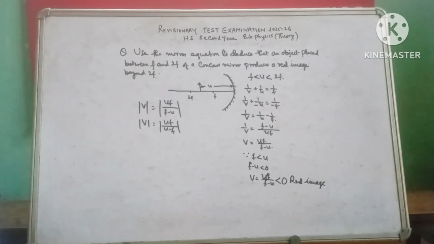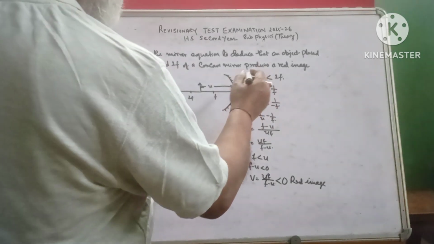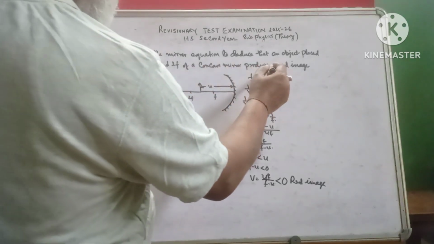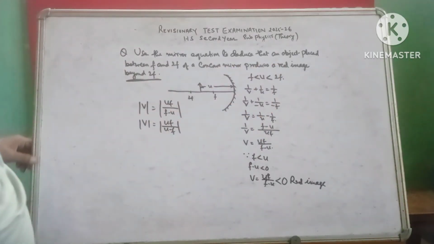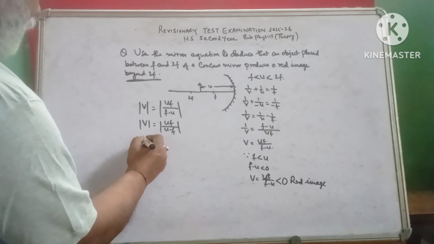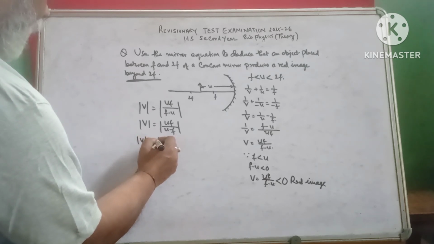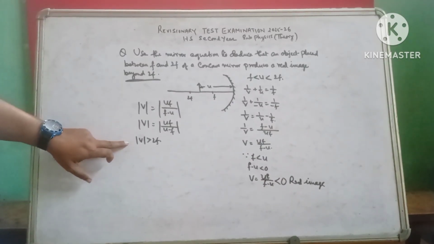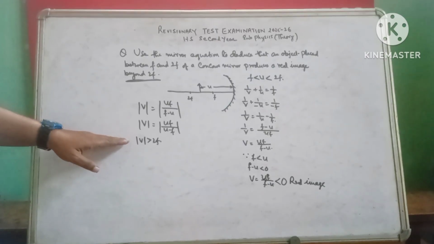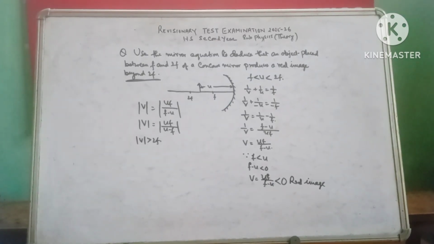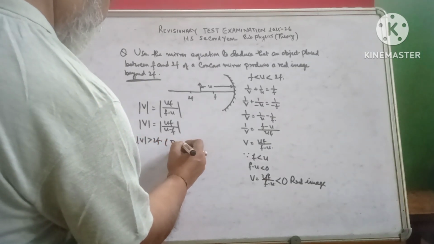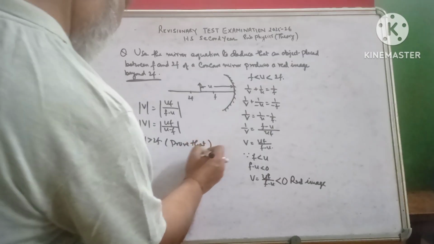Now here it is given to you that an object placed between F and 2F produces an image beyond 2F. Beyond 2F. That means your modulus V is greater than 2F. You have to prove this. So I am going to move in the reverse direction.